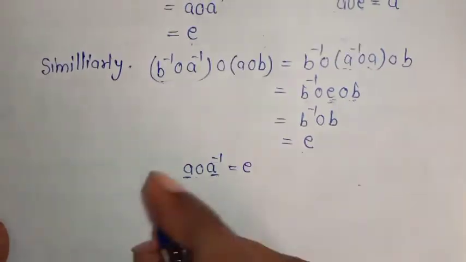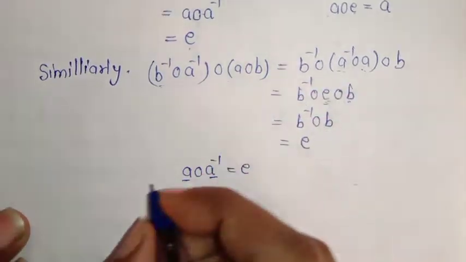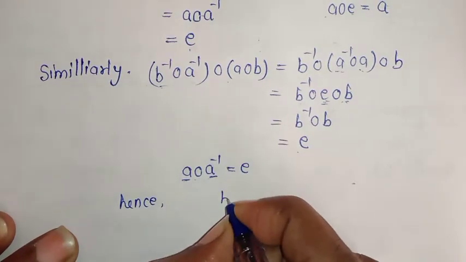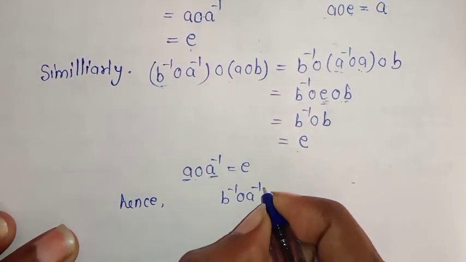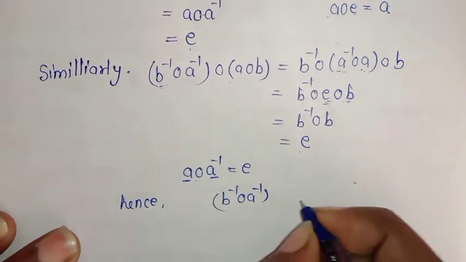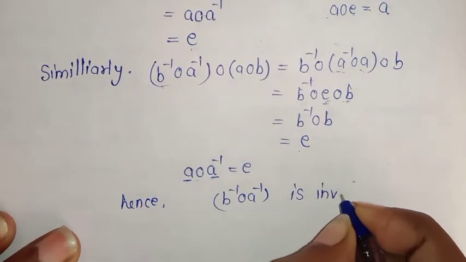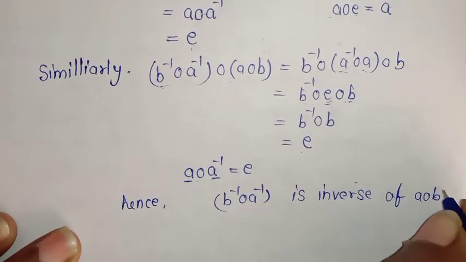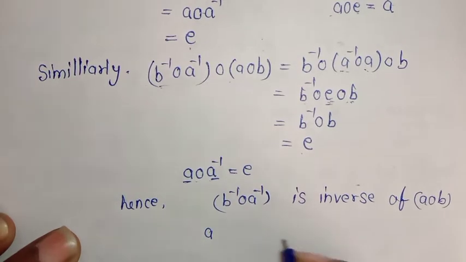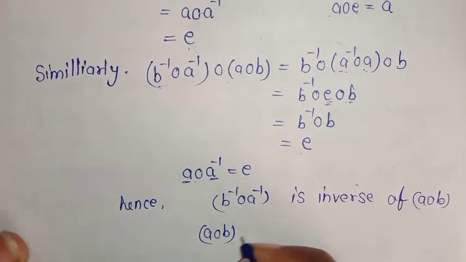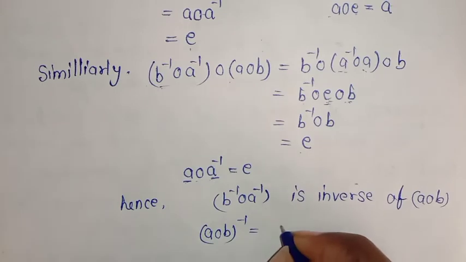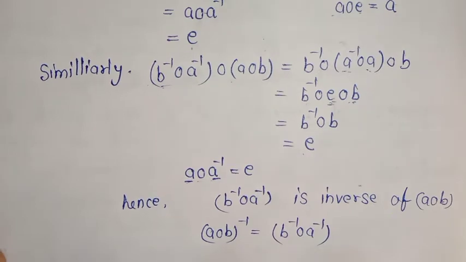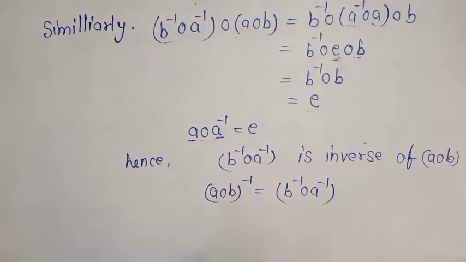So I can write, by conditions 1 and 2, hence b⁻¹ ∘ a⁻¹ is the inverse of a ∘ b, or we can write (a ∘ b) raised to the power minus 1 is equal to b⁻¹ ∘ a⁻¹. This is known as the reversal law in abstract algebra.